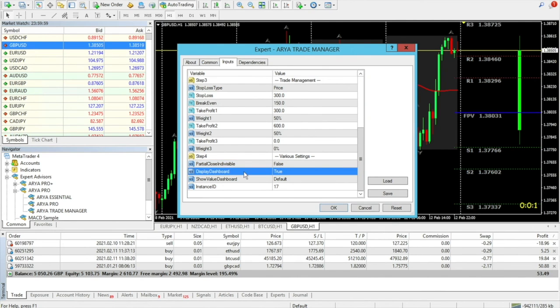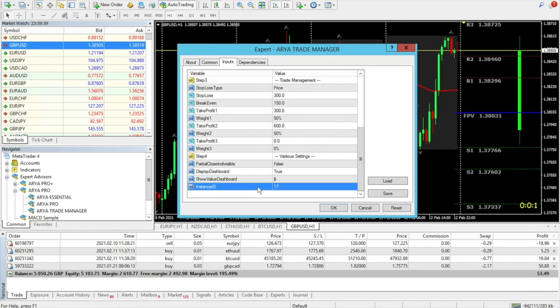Show or hide the blue performance box, which sits on top of the asset chart, just over here. If you've chosen visual mode and false, you will only be able to see a box with buy and sell buttons. Use the Show Value dashboard to display your results in either the currency of your account and/or in percentages. Default will show your results in both the currency of your account and in percentages. If you'd like to only see your results in percentages, click Percentages, or if you'd like your results to only be displayed in the currency of your account, click the currency.